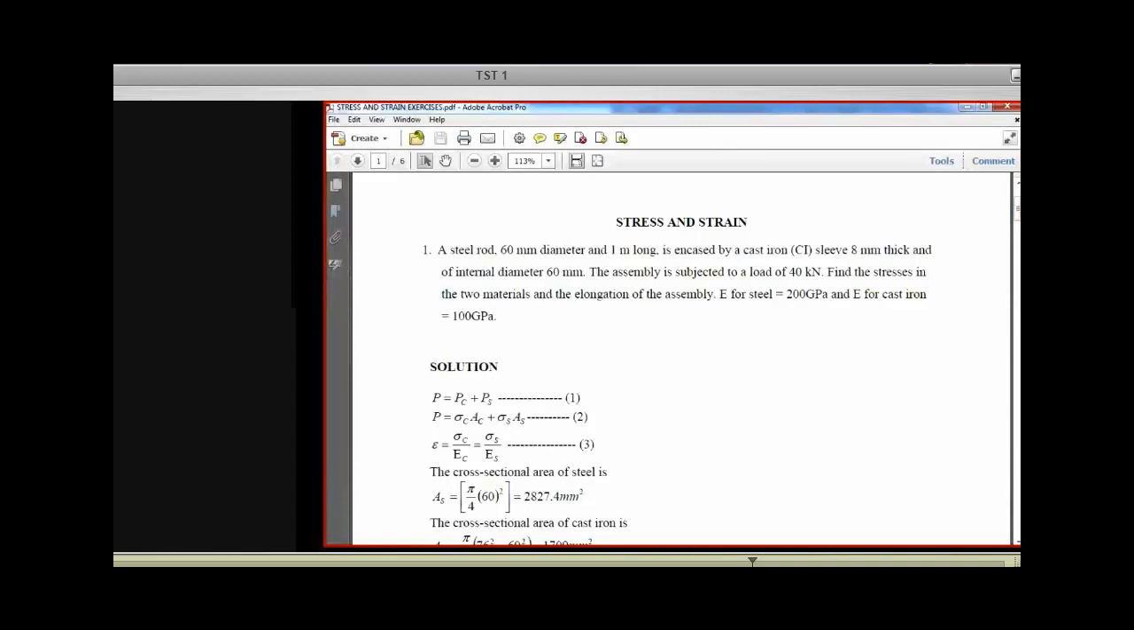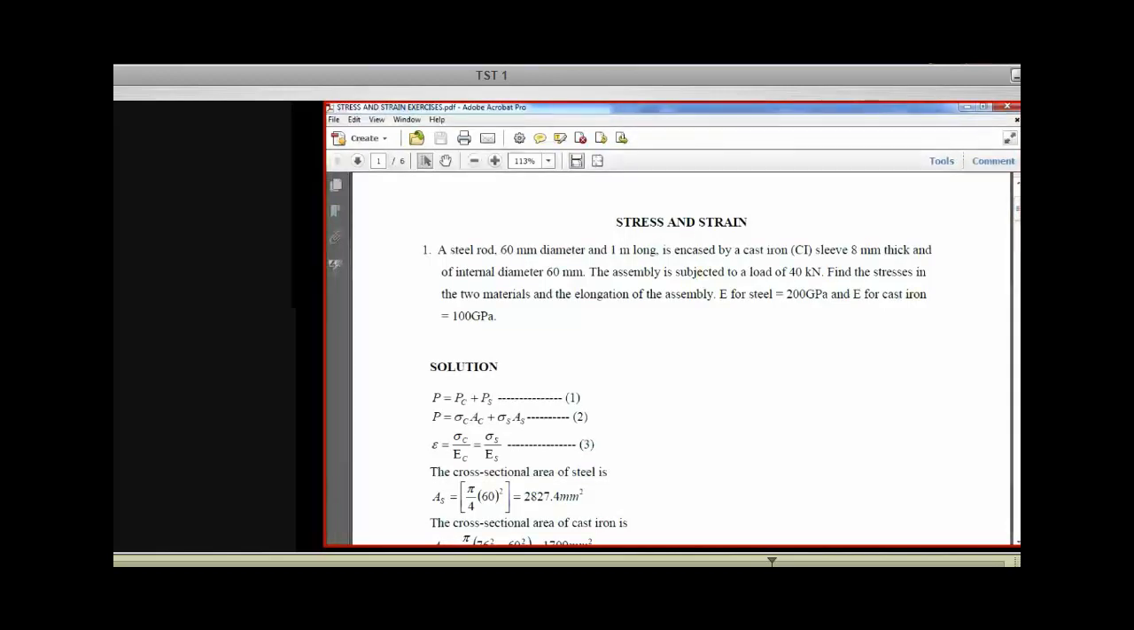And when they are connected in that manner, we know that the load will be distributed to the two materials. So the total load will be the load on the cast iron plus the load on the steel. So the cast iron we represent by C and the steel by S. And in terms of stress and area, we can convert this load to stress multiplied by the area. So you are forming your equations that will help you to solve the problem. So the first equation is the total load, which is the load on each of the materials put together, and we represent that in terms of the stress and the area.